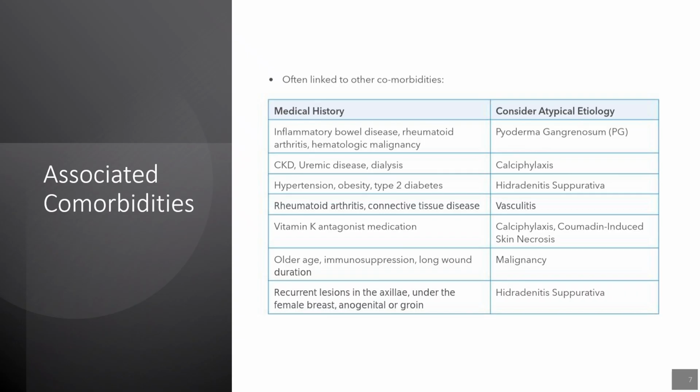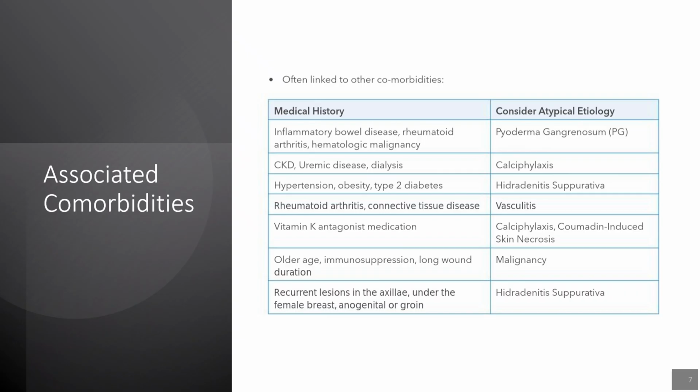Patients with hypertension, obesity, and type 2 diabetes may suffer with wounds caused by hidradenitis suppurativa. Patients having rheumatoid arthritis or other connective tissue diseases are more prone to develop wounds from vasculitis. Patients taking vitamin K antagonist medications can also develop calciphylaxis, Coumadin-induced skin necrosis.